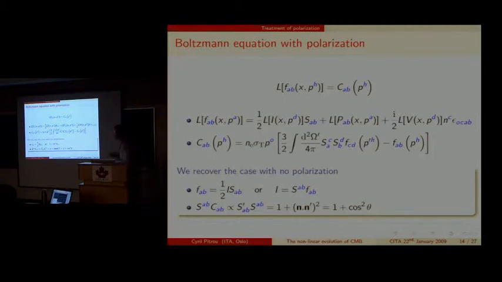Now, if you want the exact collision term, you cannot just assume that all electrons are cold, but what you do, you calculate the collision term for each one of these electrons in its rest frame, and then you just sum the result in some average frame.